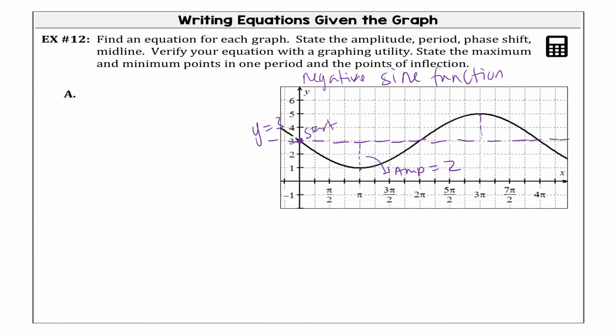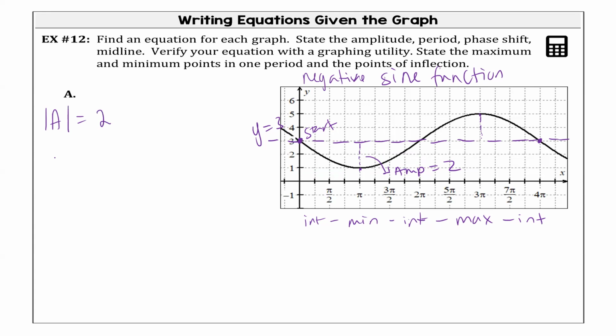And then we're going to calculate how long it takes us to complete. So remember the pattern here that we have our intersect, then our minimum, then our intersect, then our max, then our intersect. The reason why I'm saying intersect is because they're no longer x-intercepts, it's just an intersection with the midline, okay? So we've broken down everything that we can tell from this graph, right? And it now wants us to state our amplitude and all that good stuff. So we know amplitude, absolute value of A equals 2.